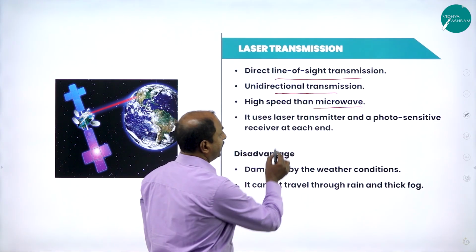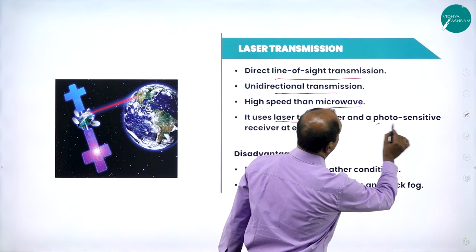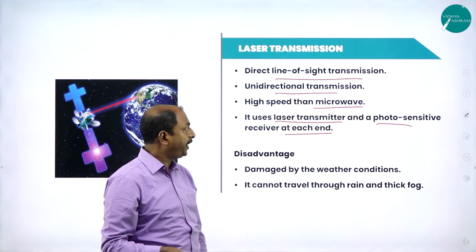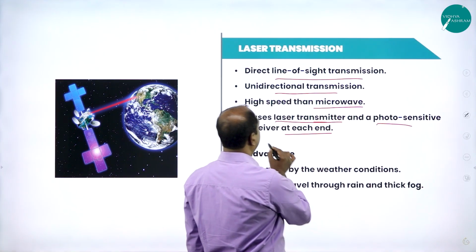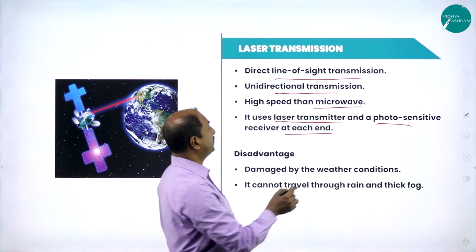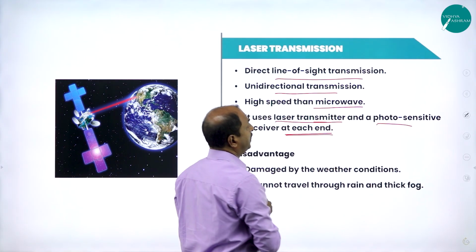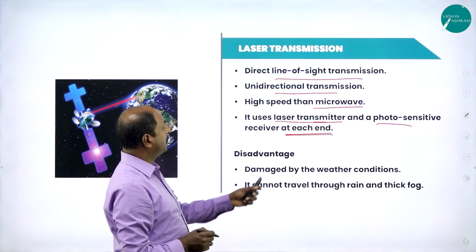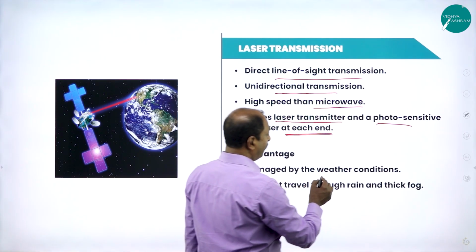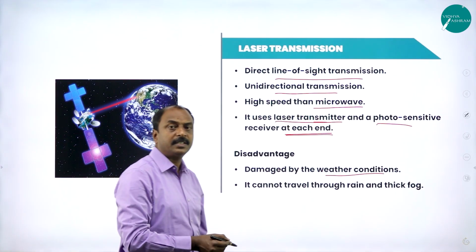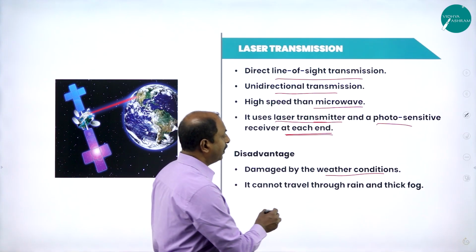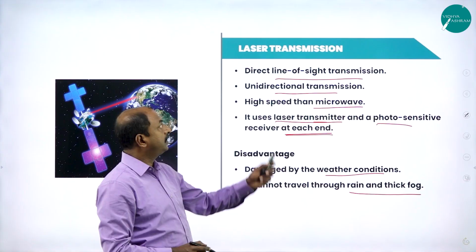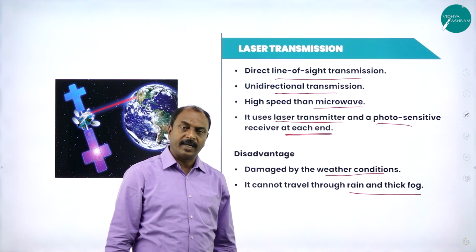It uses a laser transmitter and a photosensitive receiver at each end. So here again it has two components, one is a transmitter and the other the receiver. We have a photosensitive receiver at each end. So this is the laser transmission. What are the drawbacks of this? It is damaged by weather conditions, as we have seen in radio wave communication, and it cannot travel through rain or thick fog. These are the drawbacks of laser transmission, a type of wireless communication.